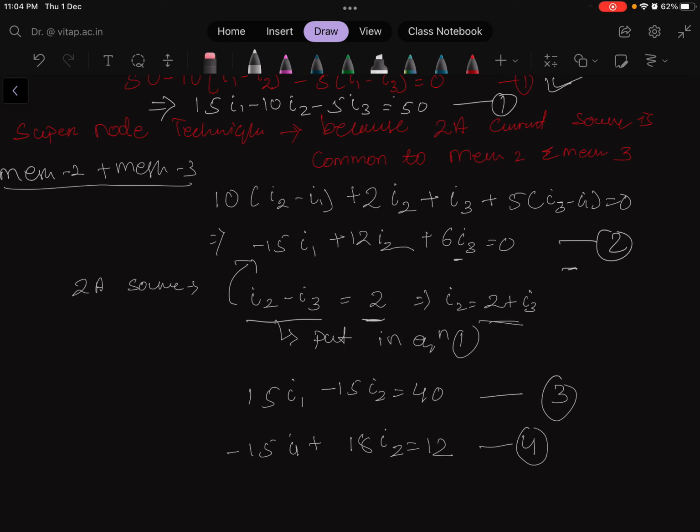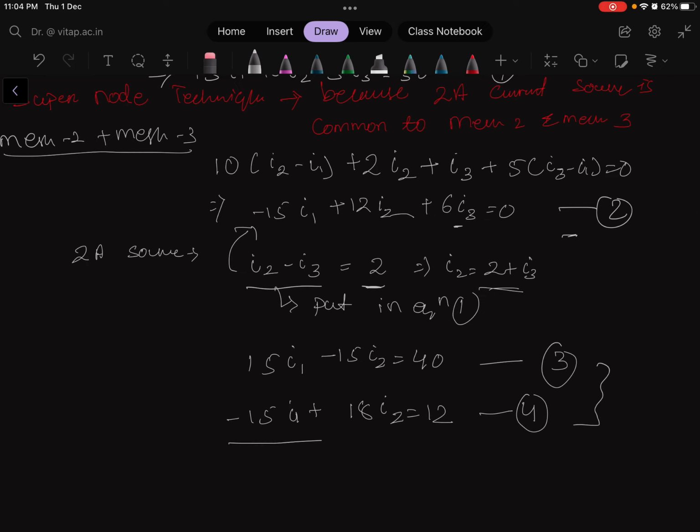Now, what can we do? We can solve equations 3 and 4. There are two variables and two equations, so you can directly use the calculator to solve this. No need to go for the variable separation method and all. So I will get I1 equals 19.99. While solving you should calculate all this and then write the answer. Do not just copy the answer, because I have already calculated this value. Here the I2 value will be 17.33 ampere and your I3 value will be 15.33 ampere.